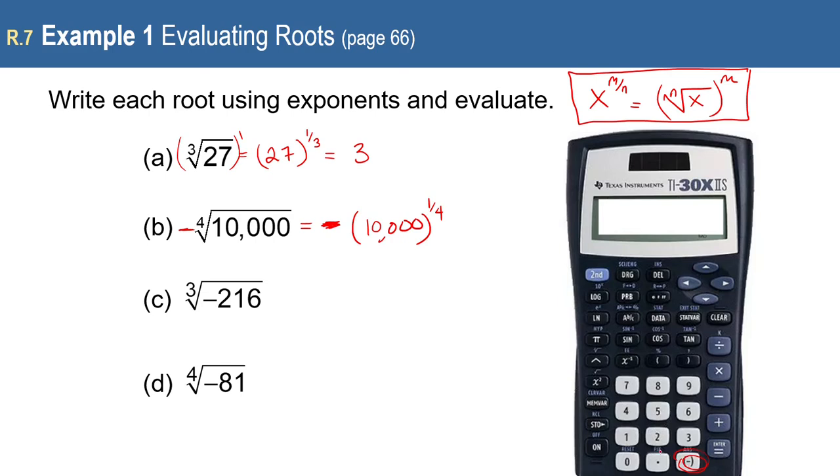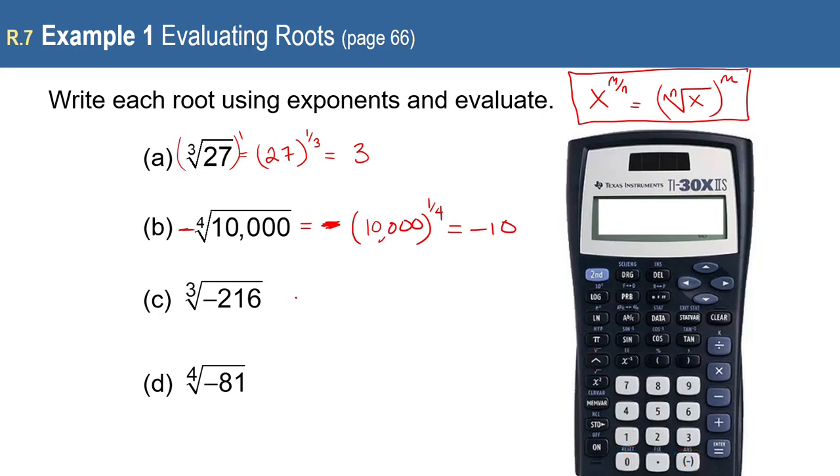Put the negative symbol, then you're going to enter 10,000. So we have the negative symbol with the parentheses. We'll enter our 10,000. You do not need a comma. Then press the caret button here and raise it to the 1 divided by 4 power in parentheses and click equal, and you will get your solution. And our solution to this is -10. So double check with your calculators, make sure you can get -10 from part B.